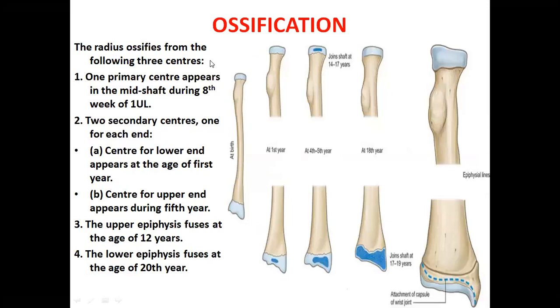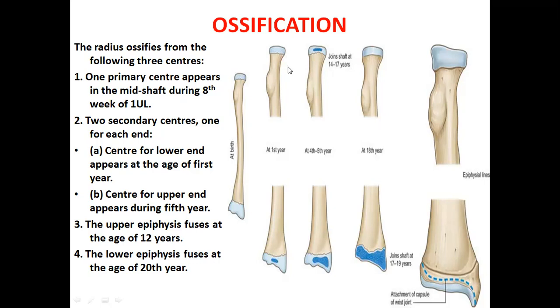The radius ossifies from 3 ossification centers, 1 primary and 2 secondary ossification centers. We know primary ossification center appears during intrauterine life, that is 8th week. 2 secondary centers are appearing, one for each end. Center for lower end is appearing at the age of first year. Then center for upper end, the secondary center, appears at around 5th year.